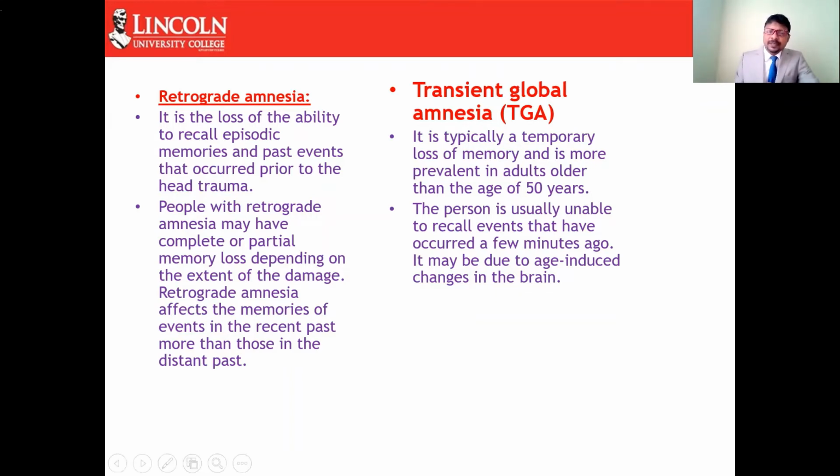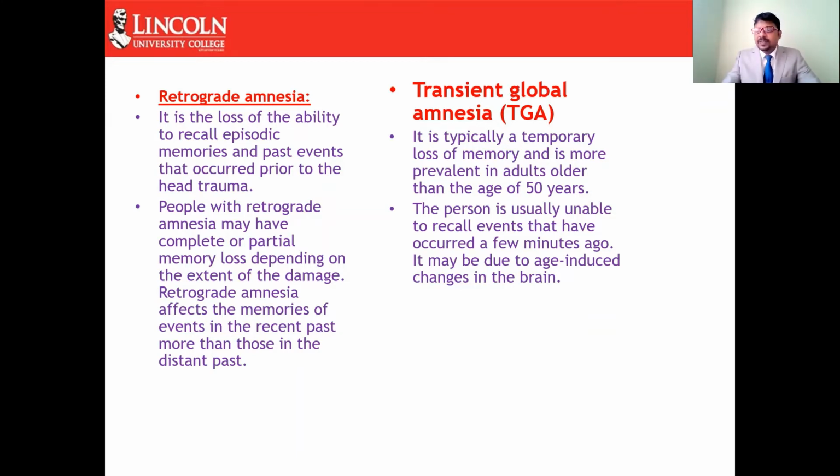And also we have to check another variation, transient global amnesia. This is seen in those who are around 50 years of age. They are unable to recall events that occurred a few minutes ago. If the age grows, they may get amnesia due to age-induced changes in the brain. Because of age progression, our body system changes, and all the systems deteriorate as age grows.